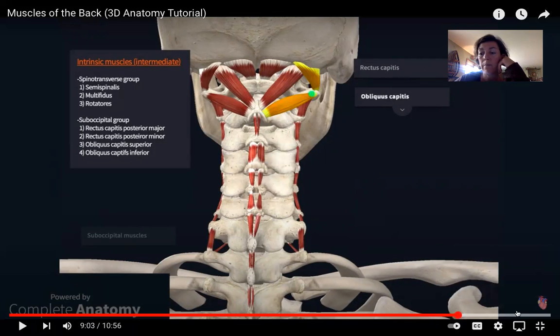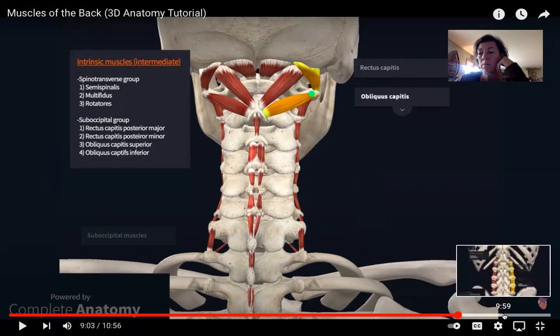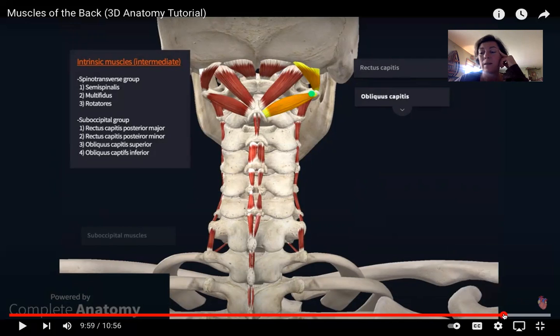We're going to bounce past that really quick and go to talk a little bit more about some of the lower lumbar vertebral muscles. And then we'll let this video be done.